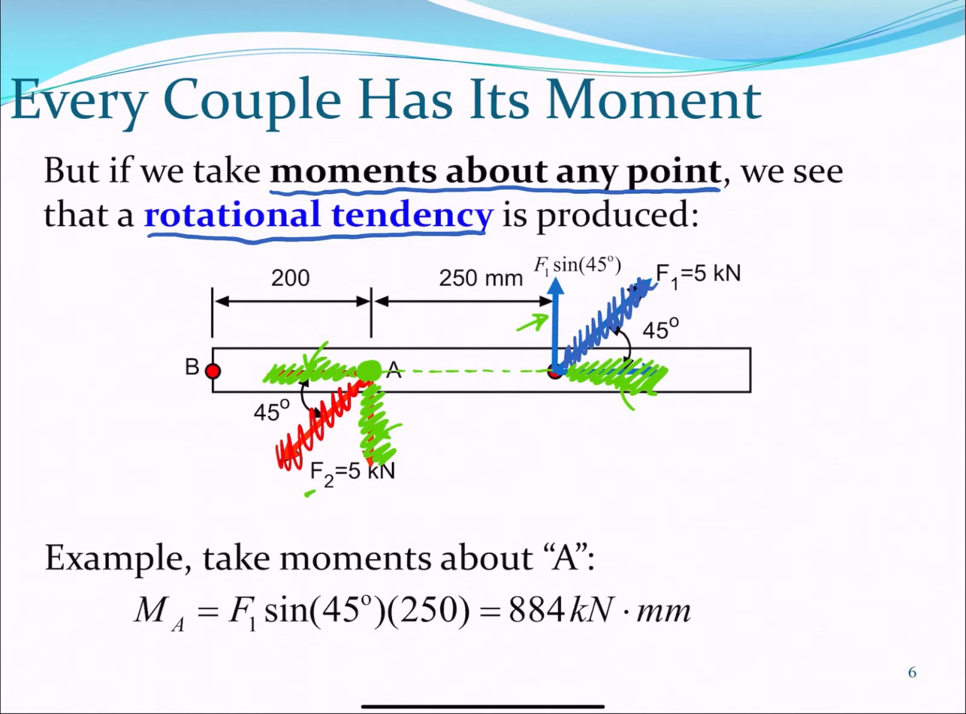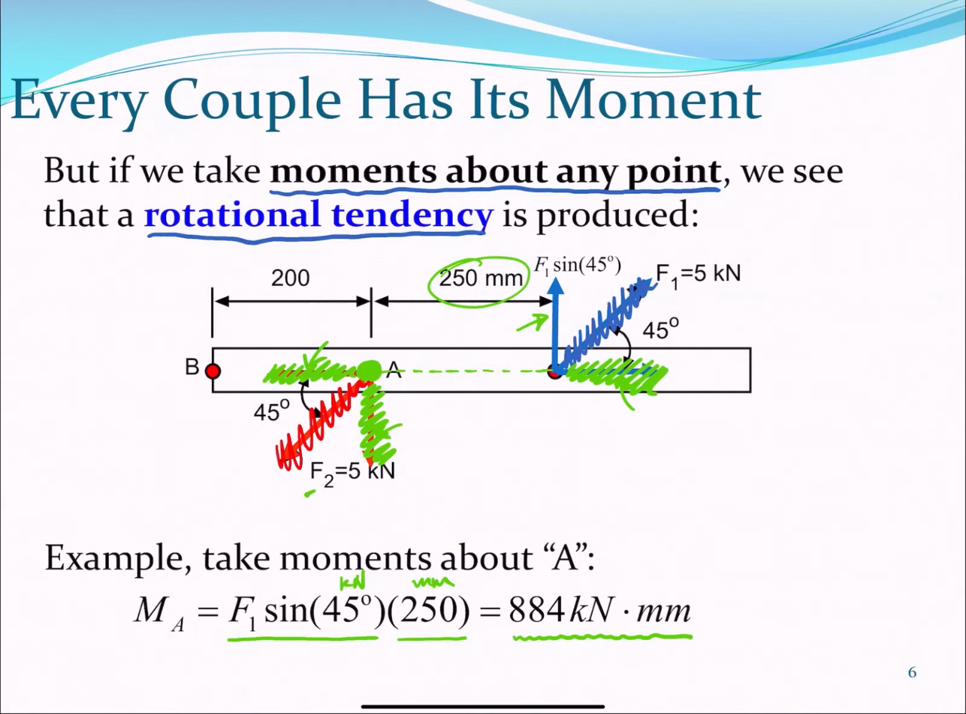And the distance about point A is 250 mm. So the moment caused by this force will be F1 sine of 45 degrees, that's a component, times 250 mm. This is kilonewtons and this is millimeters, so that it is 884 kilonewton millimeters. That is the moment that the couple causes about point A.